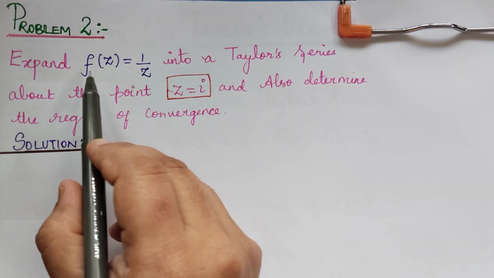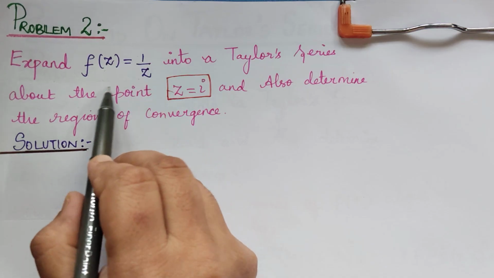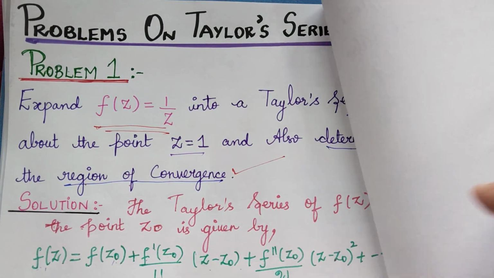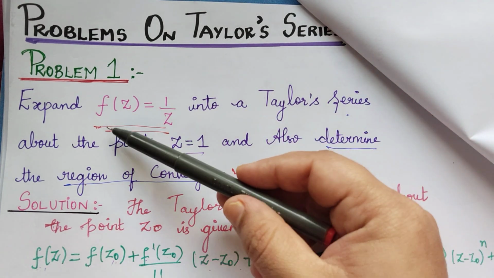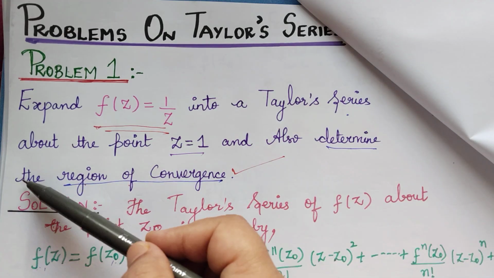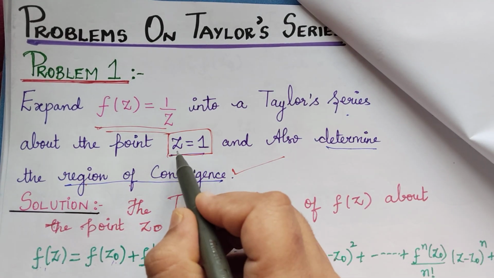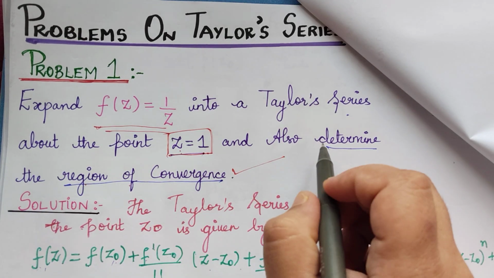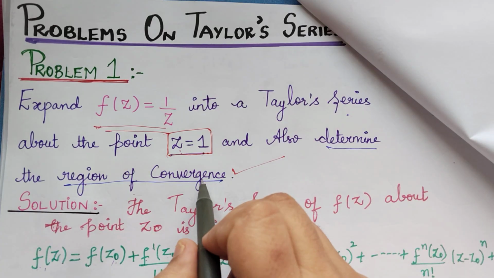Now we see that f of z equal to 1 by z. We have already done this problem about the point z equal to 1. In our previous problem, we expanded f of z equal to 1 by z into a Taylor series expansion, but we did it about the point z equal to 1. Now instead of z equal to 1, we have z equal to i, and so the region of convergence also we have to find accordingly.